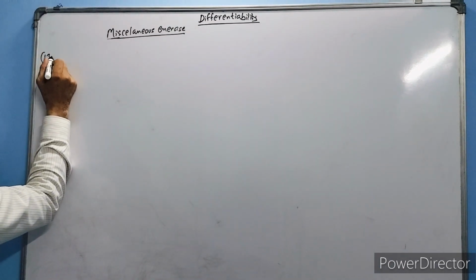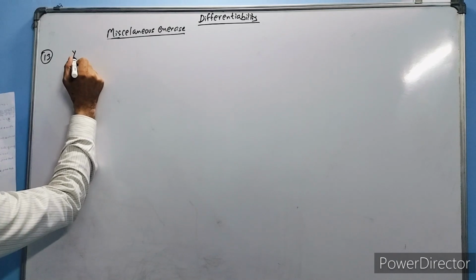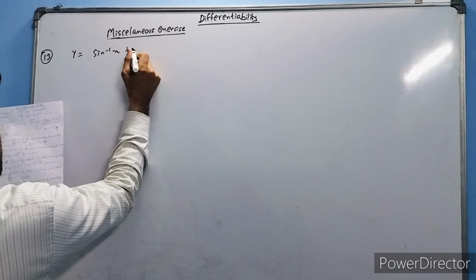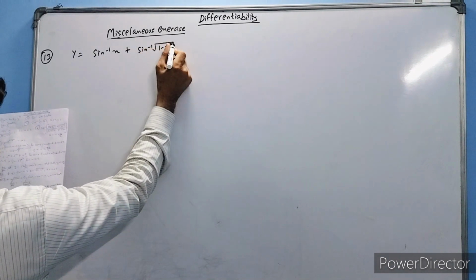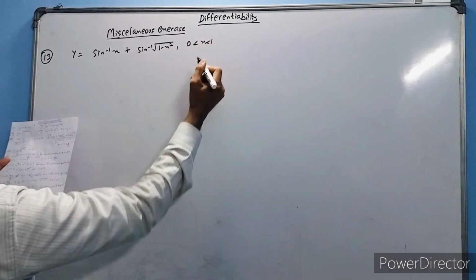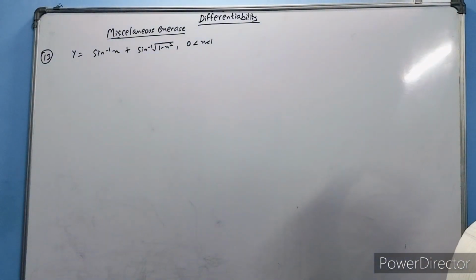We need to find dy by dx. They have given y is equal to sine inverse x plus sine inverse of square root of 1 minus x square, and x lies between 0 and 1. So now we need to find dy upon dx. Let us try to find it.